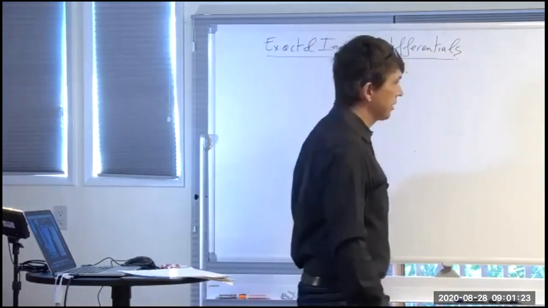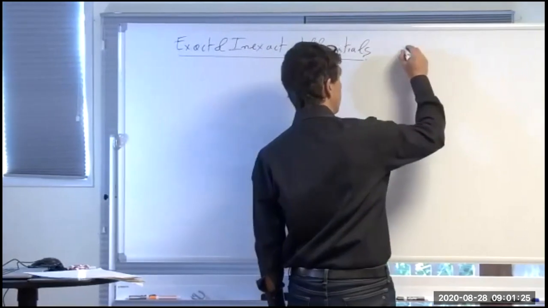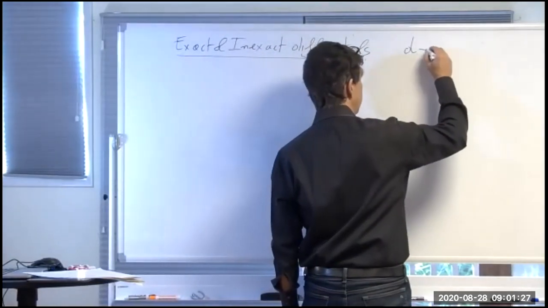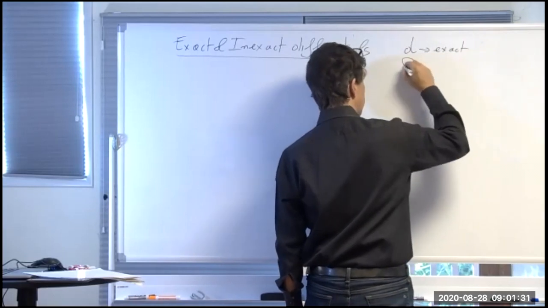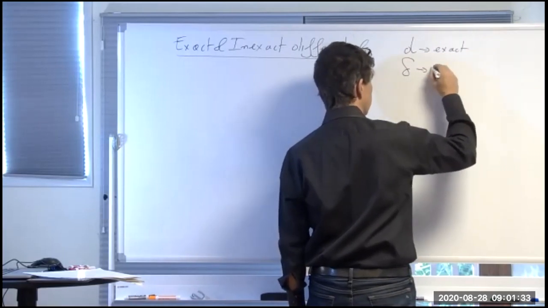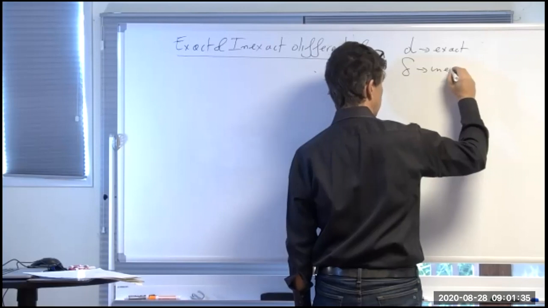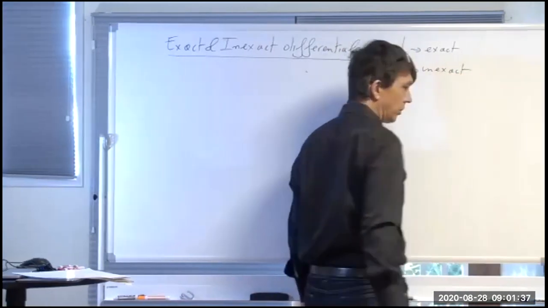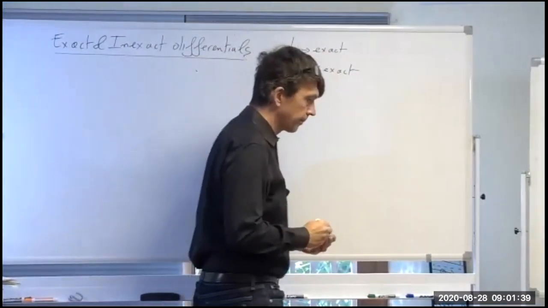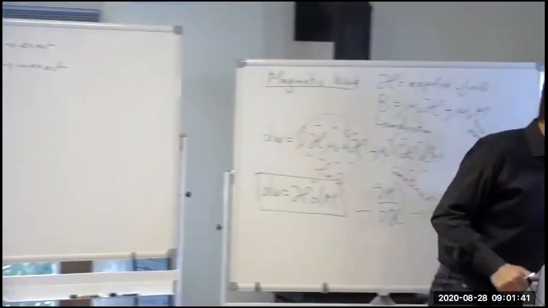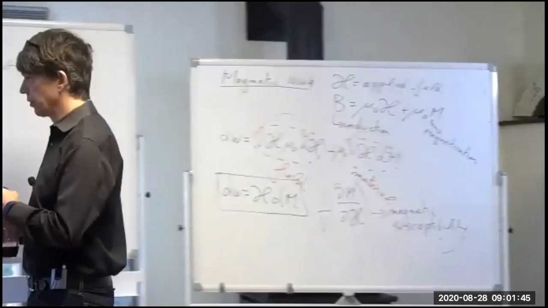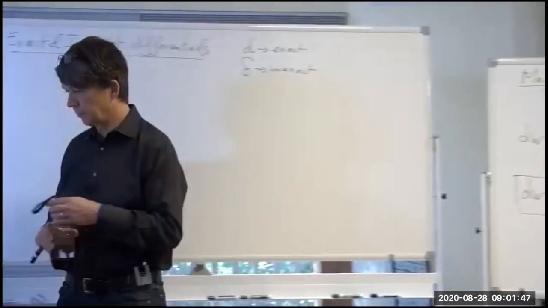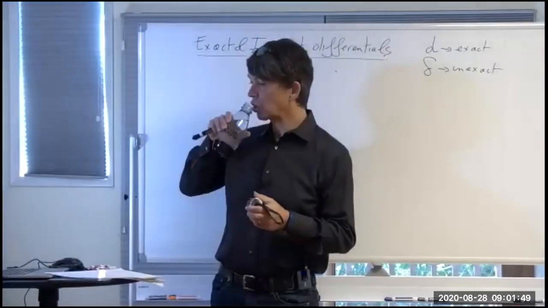For now, I've been kind of sloppy, but normally if you write a straight D, that's an exact differential. An inexact differential is written with the Greek delta. And we'll show you in a bit that the work differentials are inexact, which is sort of a major issue in thermodynamics.